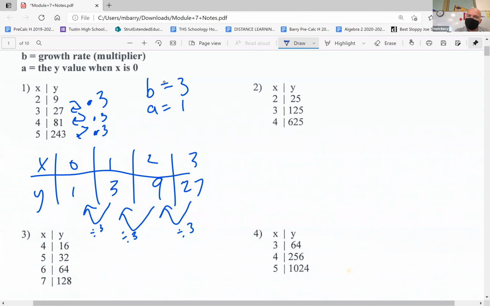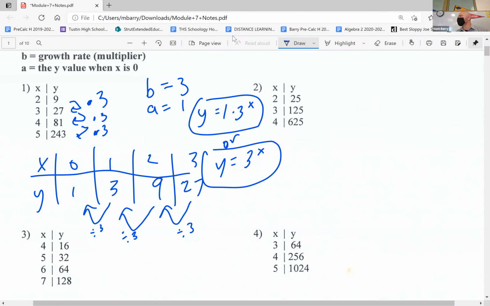Okay, so my equation here is going to be y equals 1 times 3 to the power of x. Or, we know that multiplying by 1 doesn't really change anything. So if your a is 1, then it's allowed to be invisible. Only if a is 1, though.